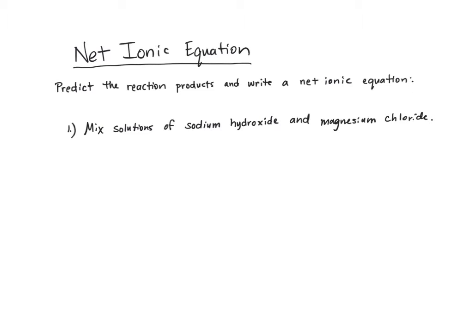In this video, we're going to take our discussion of double displacement reactions one step further and talk about writing net ionic equations. A net ionic equation is an abbreviated or simplified chemical reaction equation that shows us specifically and exclusively only those substances that participate in a chemical change.